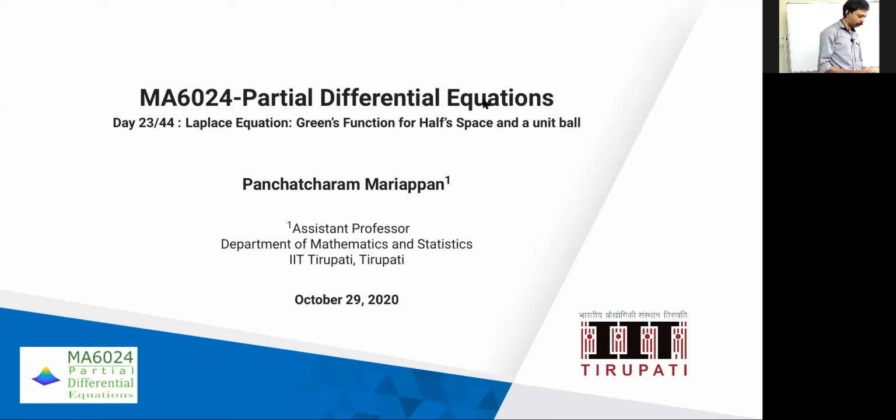Okay, so today we are going to see the Green's function for the half space and the unit ball. In the last class we saw the Green's function, which we defined from the fundamental solution we constructed: G of x, y is equal to Phi of x minus y minus phi x of y, where phi x is the corrector function. This Phi satisfies the fundamental solution equation.